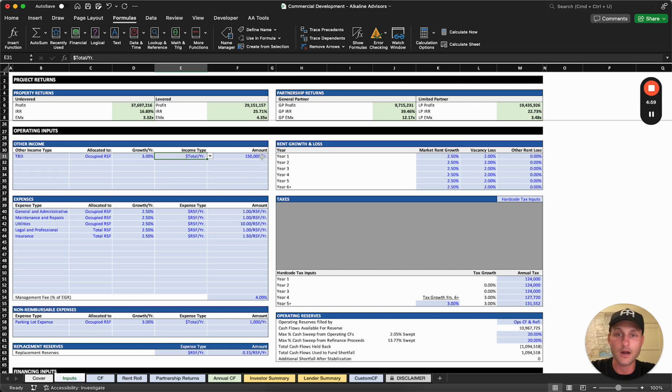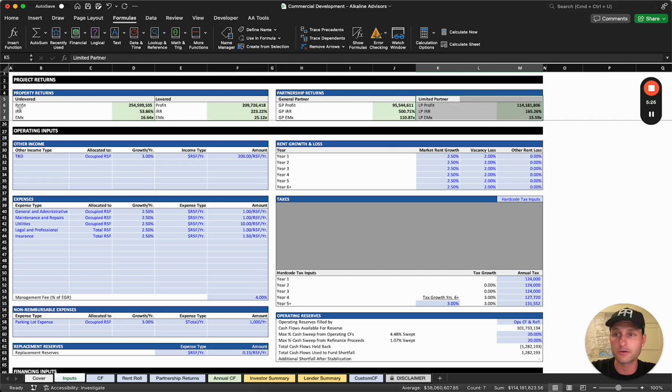So right now we're at 150,000 per year, but if we make this 200, for instance, and toggle this to RSF per year, now it'll flow through $200 per rentable square foot per year. And you can see how that impacts the bottom line up here. So you'll see we can showcase, and this is, by the way, GP level returns, LP level returns, general partner, limited partner, and the partnership returns. And this is the project level return.